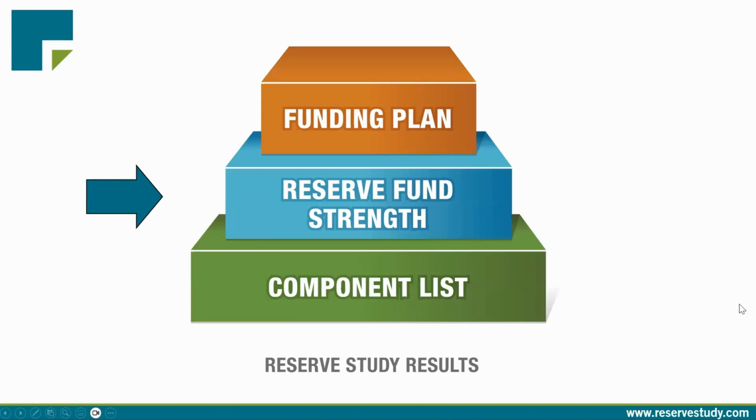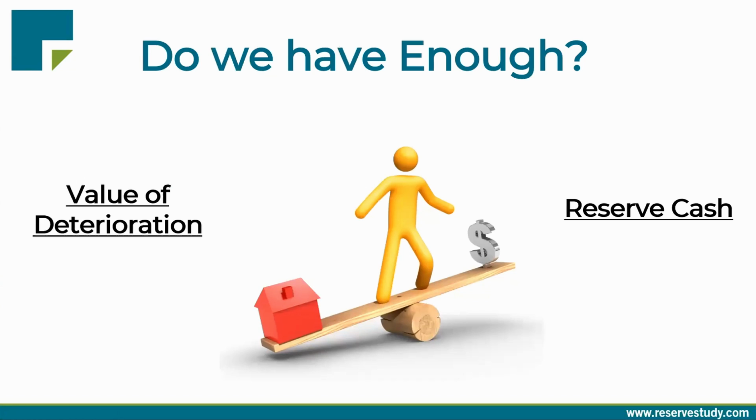Okay, then we ask ourselves, how are we doing? We have $80,000 in reserves or $800,000 in reserves. Is that for our association a lot or a little? And that's a great question. And so we look at it this way. We think about and calculate the value of deterioration at the association. And then we compare that number to the reserve cash. And then you can start to establish, are we in a balanced situation?